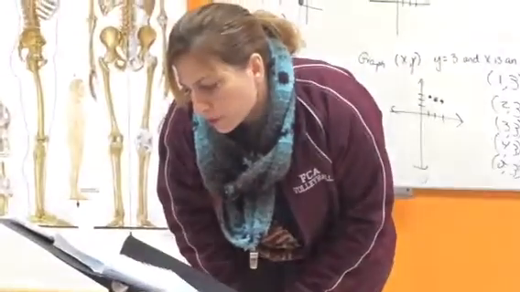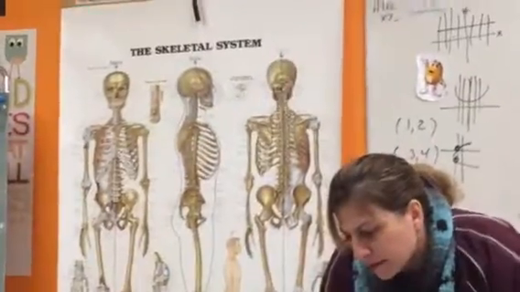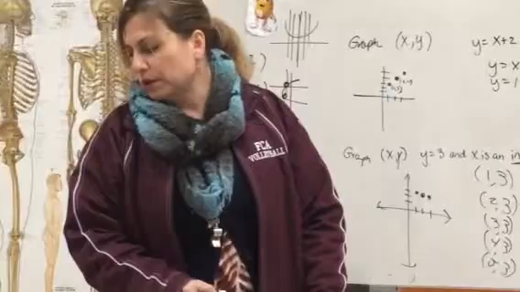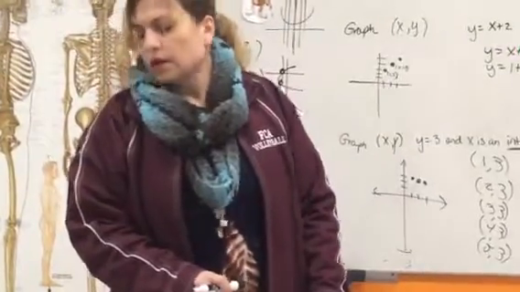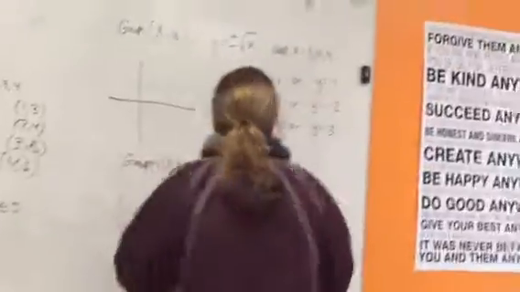Make a table to find the ordered pairs. For each value of x, you should find 2 values of y. Okay. All right, I see what they're saying.